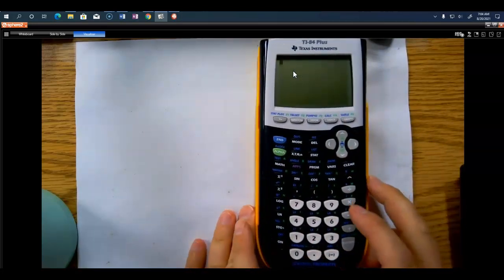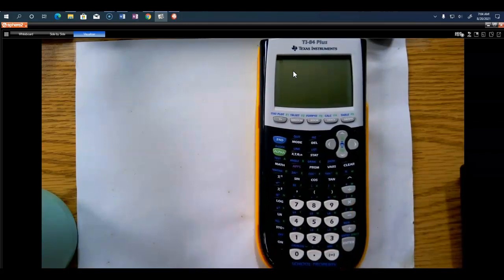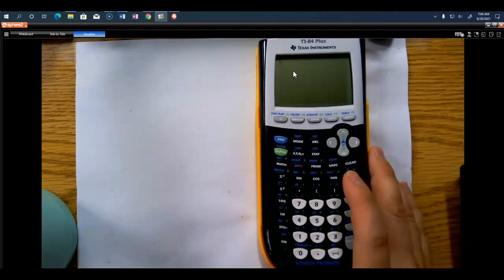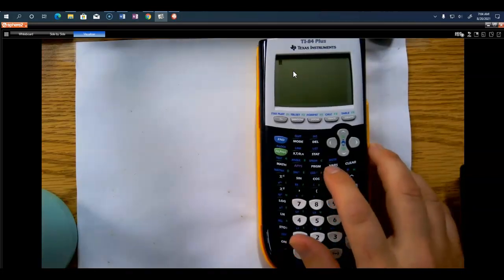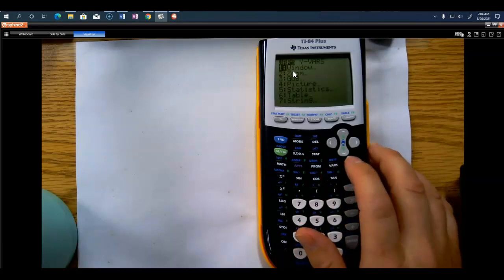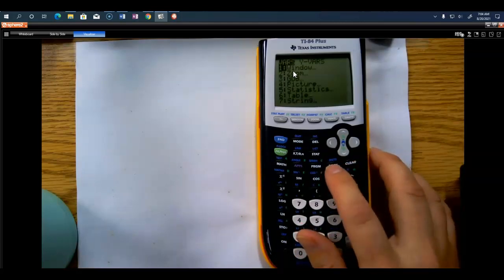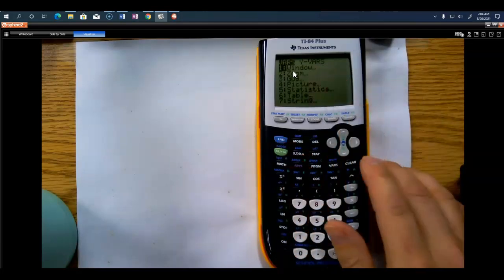I'm going to show you how to work with that function now that it's been stored in there. This is a key sequence. It takes a few pushes, so at first it might seem a little overwhelming, but it's something we're going to do a lot when we work with calculators, so hopefully it gets to be more familiar as time goes on. To bring up that y1 equation, we're going to start by pressing vars right here. Then we're going to scroll over to where it says y vars.